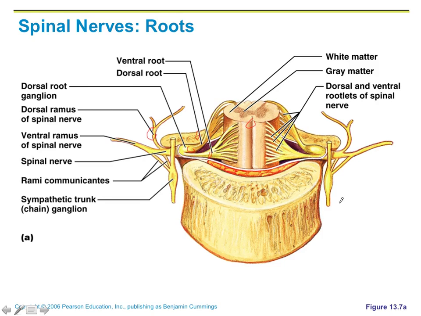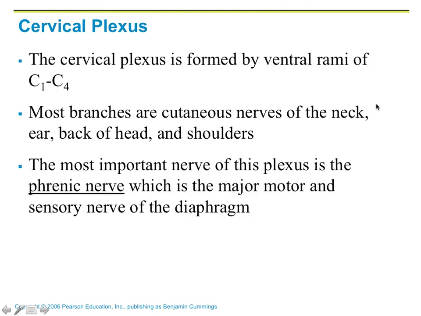So on each side of the spinal cord, we also have a vertical nervous structure. This is called the sympathetic trunk, the sympathetic chain of ganglia. So this is the spinal cord.